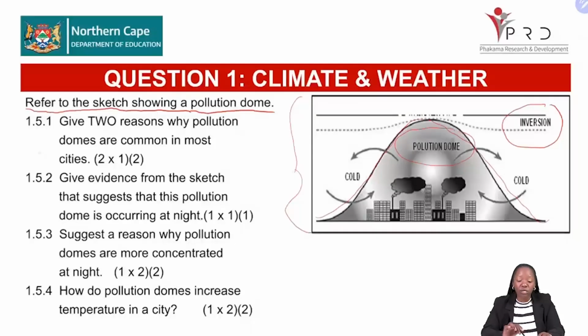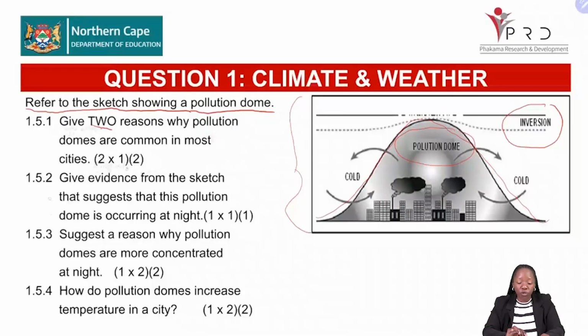Your first question: give 2 reasons why pollution domes are common in most cities. You are already told 2, and your mark allocation is saying 2 times 1. It means you need to give 2 reasons. Each reason will give you 1 mark.